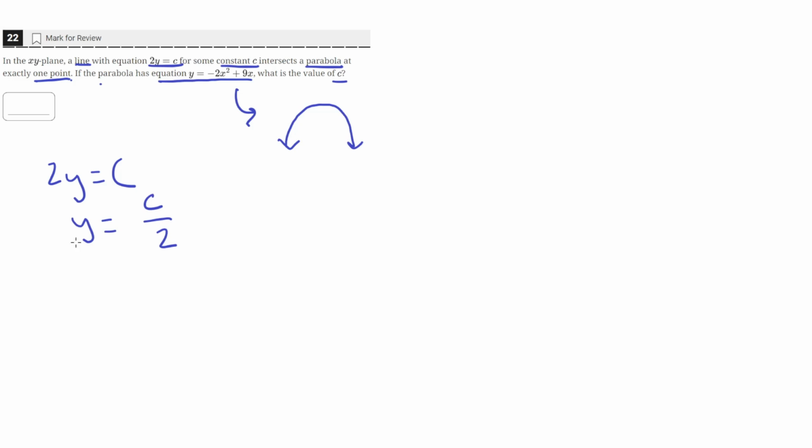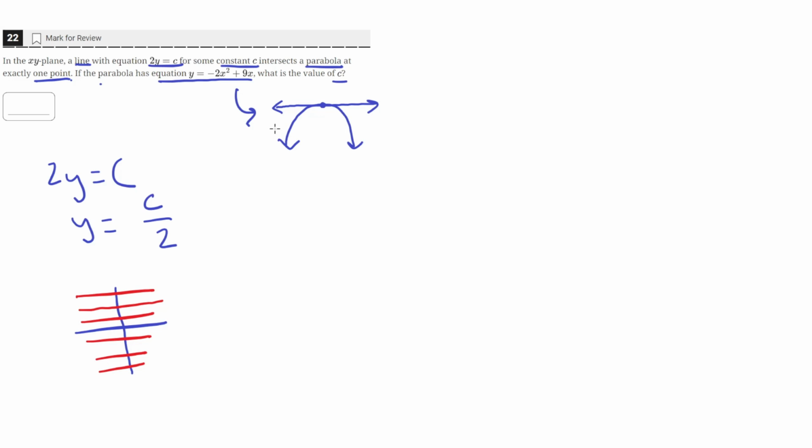And this is just a horizontal line in the xy plane because c is just some constant. So y equals c over 2 is just some horizontal line. Depending on the value of c, it's just one of the lines like this. And in order for a horizontal line like y equals c over 2 to cross a parabola at exactly one point, the line must intersect at the vertex.